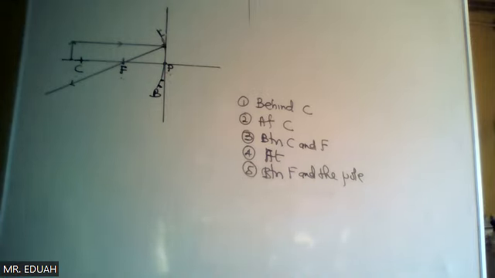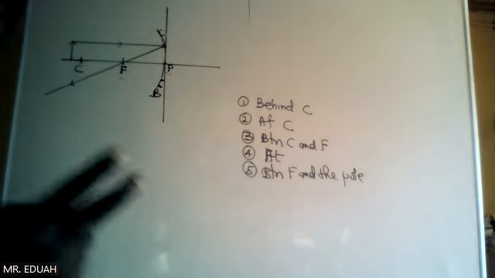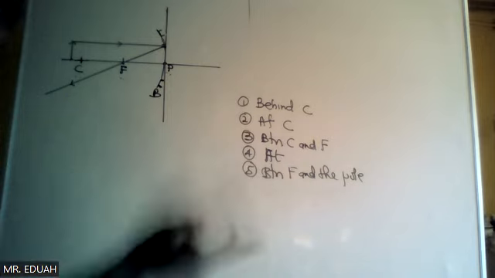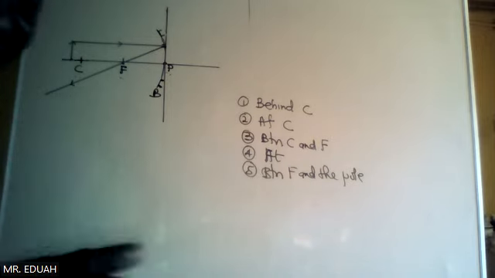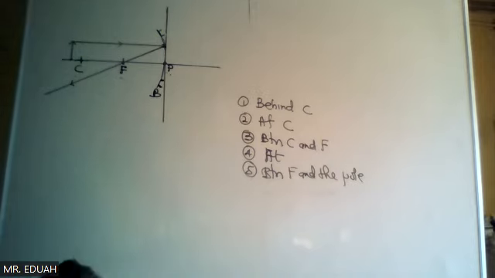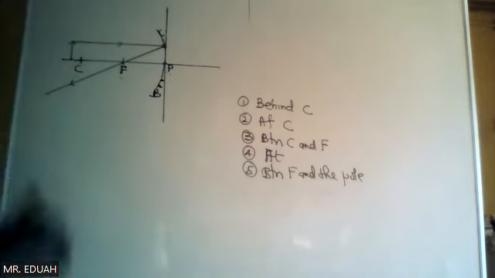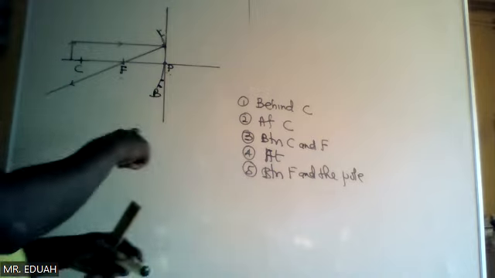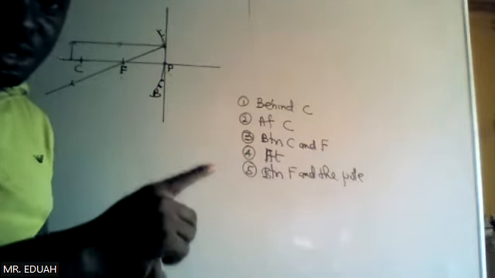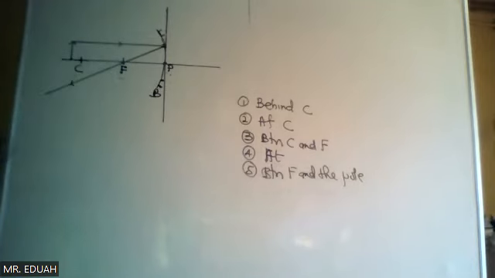Okay, for an image to be formed, I repeat, 2 or more reflected rays must converge or appear to converge. I said 2 or more. So we need an additional reflected ray to meet or appear to meet. This is incident. This is its reflection. So we need another ray. Okay.